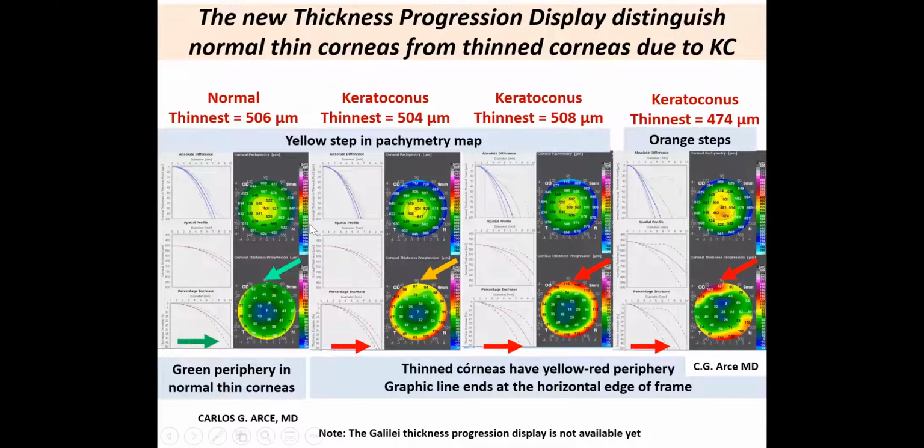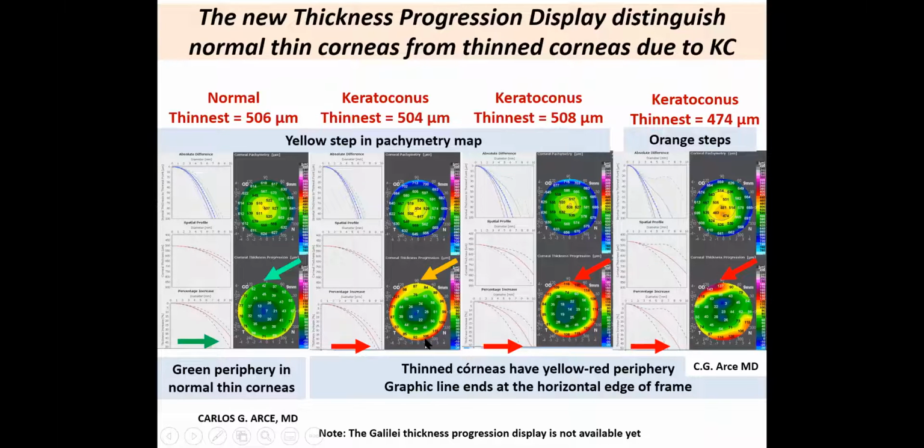And we can distinguish normal corneas from thin corneas: one ends in green, and the graph ends in the vertical, or normal, and an apparently thin cornea that we don't know if it's normal or not, finishing in orange. And look at the graph. The graph is already finishing in the horizontal line, indicating that the second half of this graph is steeper. So we now have this cornea different from this one.